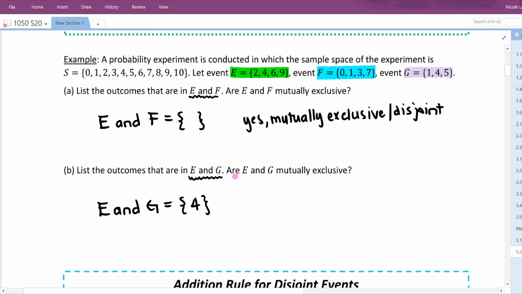Okay, so now answering this last part, if E and G are mutually exclusive, well, here we can see that E and G do have something in common. So since they do have something in common, we would say that they're not mutually exclusive, or again, we could also say not disjoint.